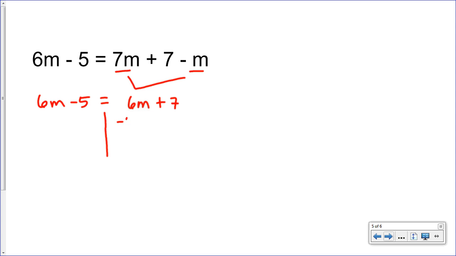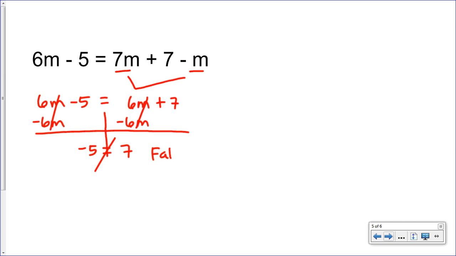Okay, I'm going to subtract 6m from both sides. Again, my variables cancel on both sides. I have no more variables. I have negative 5 equals 7. Well, negative 5 does not equal 7. That is not true. So in this case, we say there's no solution.